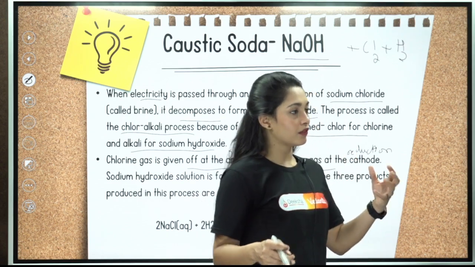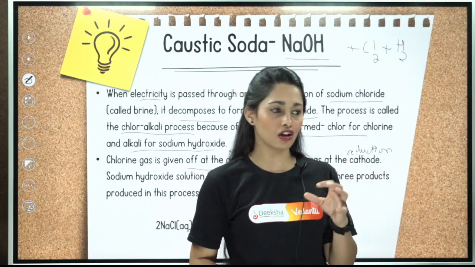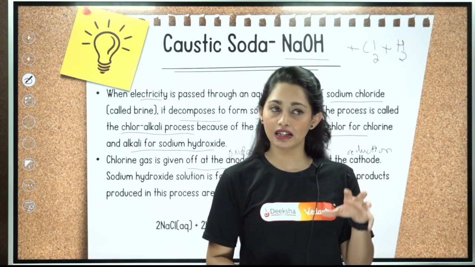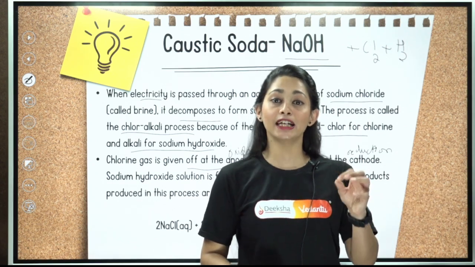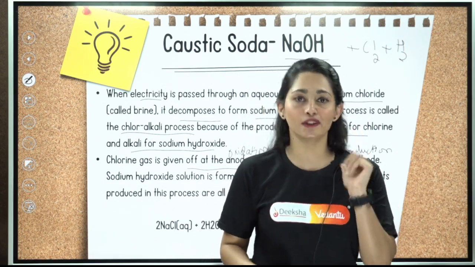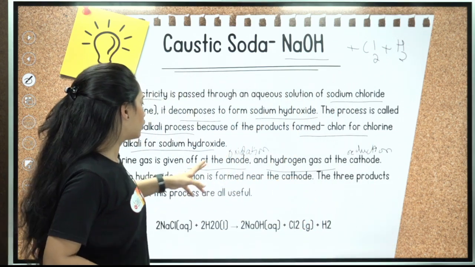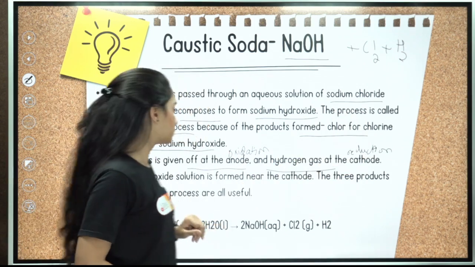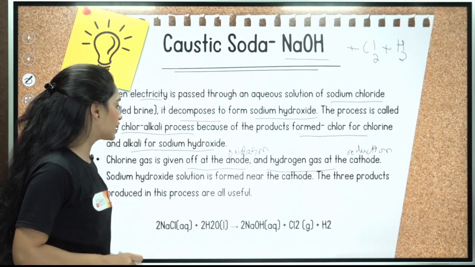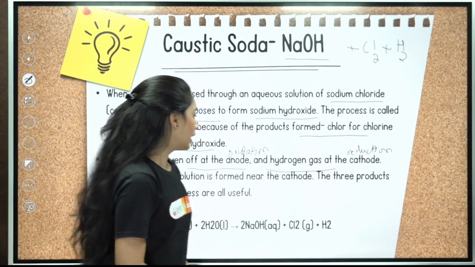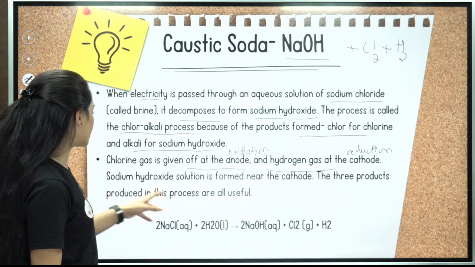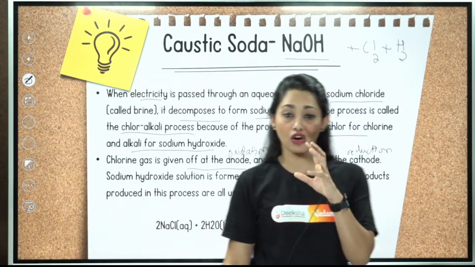When we take a burning matchstick or burning candle near the mouth of the container where the hydrogen gas is evolving, it burns with a pop sound because it's an excellent fuel. Okay, so this is the confirmatory test. We can easily distinguish between chlorine and hydrogen gas. Sodium hydroxide solution is formed near the cathode. So the three products produced in this process are all useful.